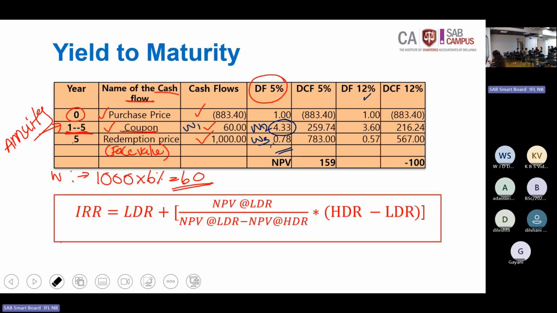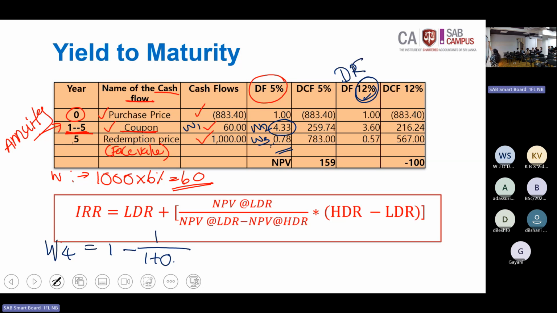Working number 4. How can you calculate the annuity factor there? 1 minus 1 divided by 1 plus R. Now R is 0.12, the discount rate.